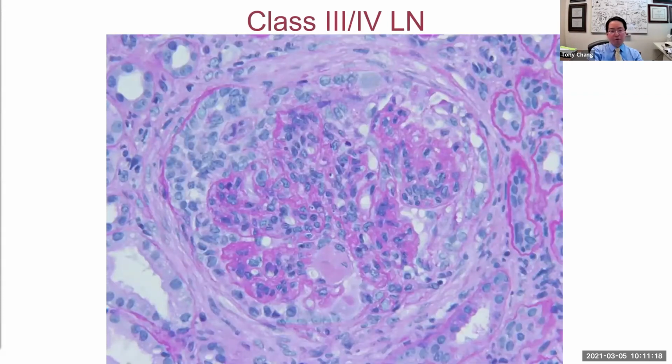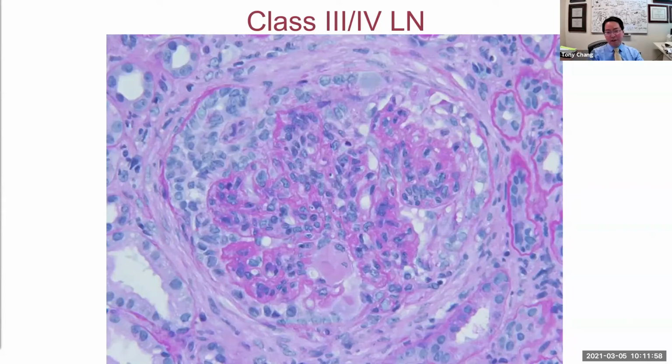So class 3 and class 4 lupus nephritis are qualitatively identical, right? The difference between class 3 and class 4 really is a quantitative one. We'll talk about some of those differences, but it's somewhat arbitrary. The cutoff is that if you have active lesions or chronic lesions involving fewer than 50% of the glomeruli, that's class 3. And if you have 50% or greater involvement, that's class 4.